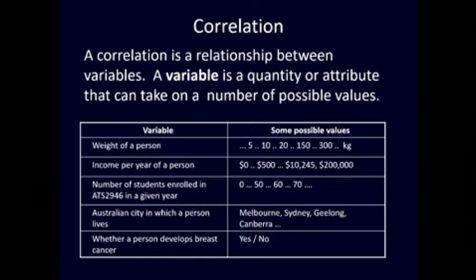Number of students enrolled in a unit is a variable which changes from semester to semester. These ones are all numbers, right? But the values of a variable don't have to be numbers. They could be cities. If we have the variable city where a person lives, the values of that variable are cities like Melbourne, Sydney, Bendigo. Or you might have a yes-no attribute variable, so it can take the values true or false, yes or no. Does this person have breast cancer, yes or no? Does this person own an iPod, yes or no?